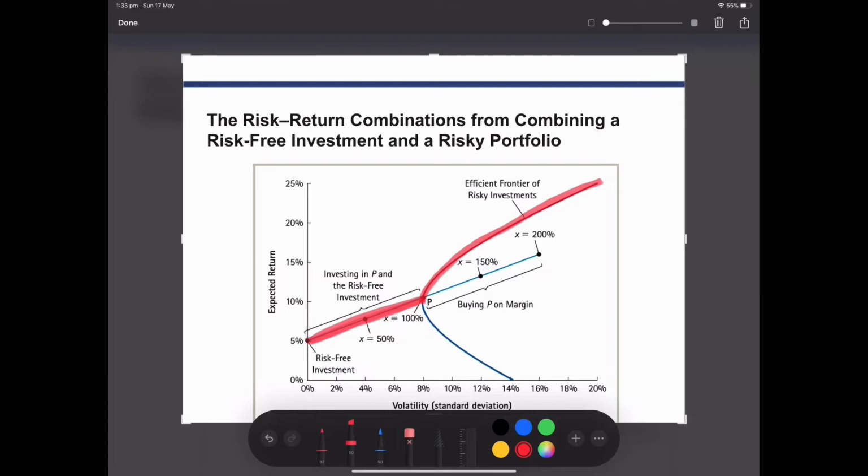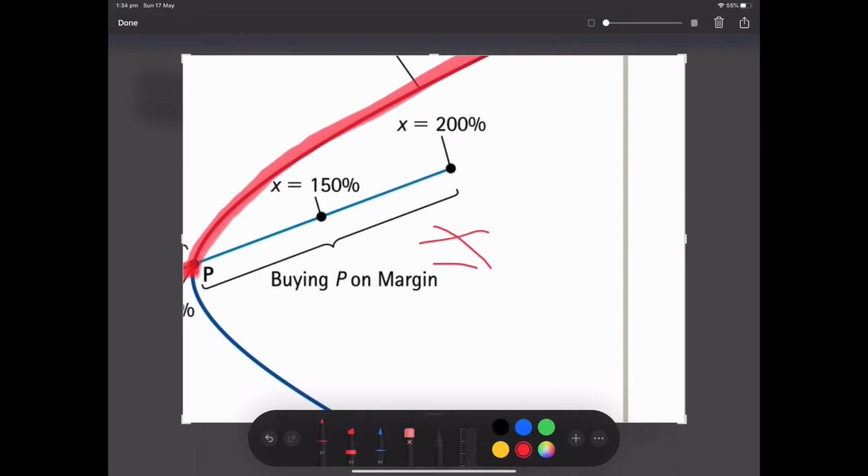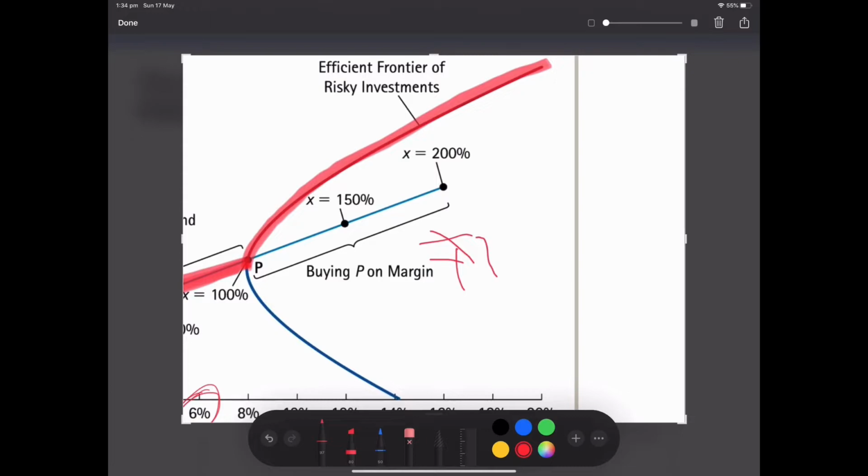So which means now, if someone says, is it possible for me to invest in a portfolio which gives me 6% volatility, right? Some people will say, okay, that is not possible if you're just looking at over here, because the lowest volatility you can get would be roughly 8%.